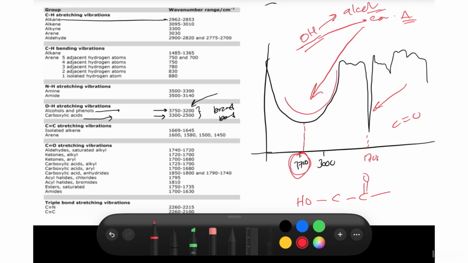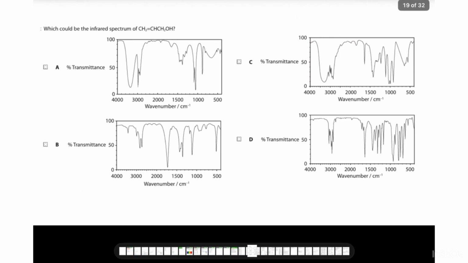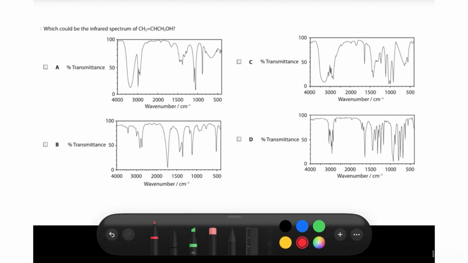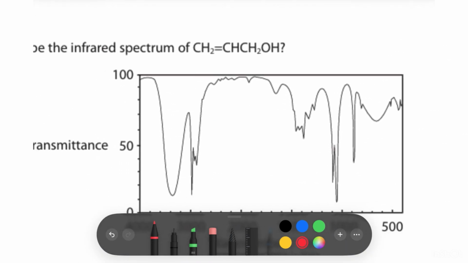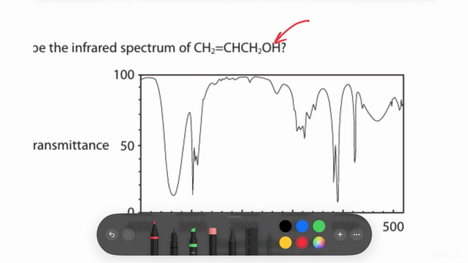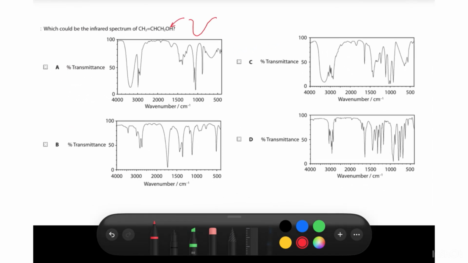Okay, now let's jump and take another example, which could be the infrared spectrum for this compound. First of all, we can exclude two of these answers immediately. If we look at them here, we have the presence of the OH group, which means we should have a broadband. Now, which of these spectrums have no broadband? It's D and B. So it's either A or C.